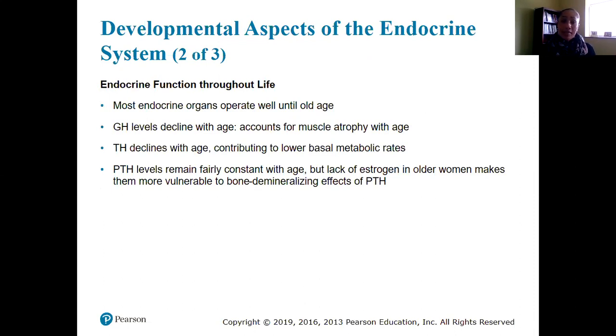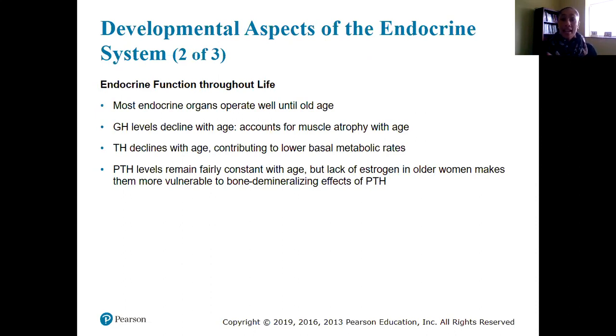Endocrine function throughout life. So most endocrine organs will operate well until we're old. The endocrine system is really the only organ system that really doesn't change too much as we age. Of course, as females, we experience more changes than males do because we go through a phase of menopause due to a severe reduction of estrogen when we reach a certain age. But overall, as an entire system, the endocrine system really doesn't change as we age.